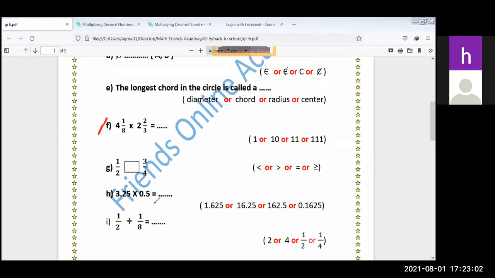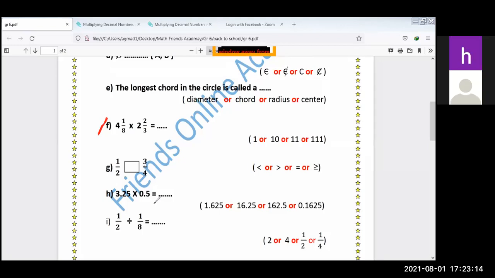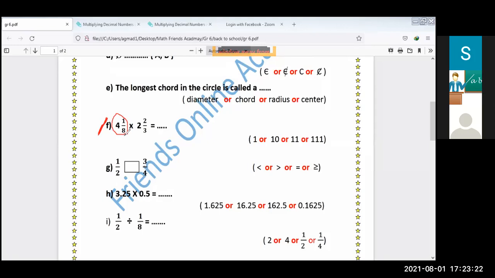F. 4 and 1/8 multiplied by 2 and 2/3 equals. Can you tell me what is the name of this shape of these numbers and fraction? We have number and fraction. What is the name of it? Mixed number. Excellent.